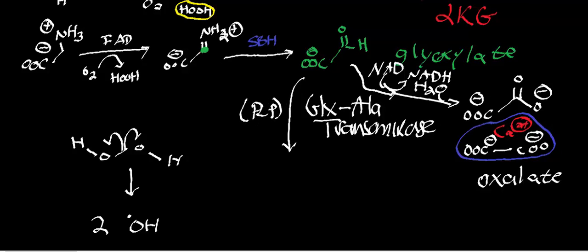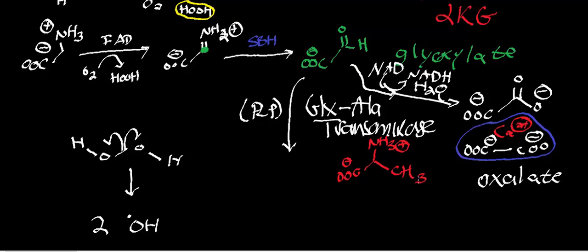Okay, now let's draw the structure of alanine. So alanine is going to look like this. All right, so we're going to have our alpha amine, alpha carboxyl, and then the R group is just a methyl group, right? Well, remember what transaminases do. They're substitutions effectively, not mechanistically, but effectively between amines and carbonyls.